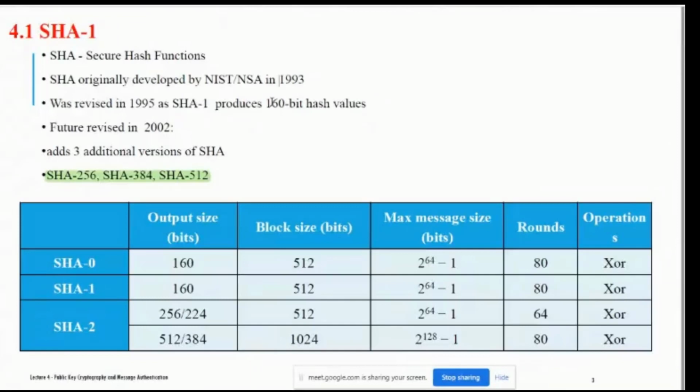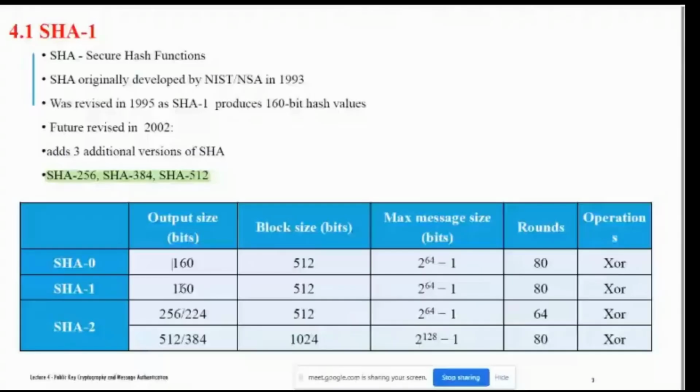Now you see SHA0, SHA1, SHA2. Only these 3 we are going to compare. If you see the output size, what is the length of the hash value? It is 160 bits, 256, 224, 512, 384. So it keeps on increasing. They are increasing the length of the hash value. This is the first difference.